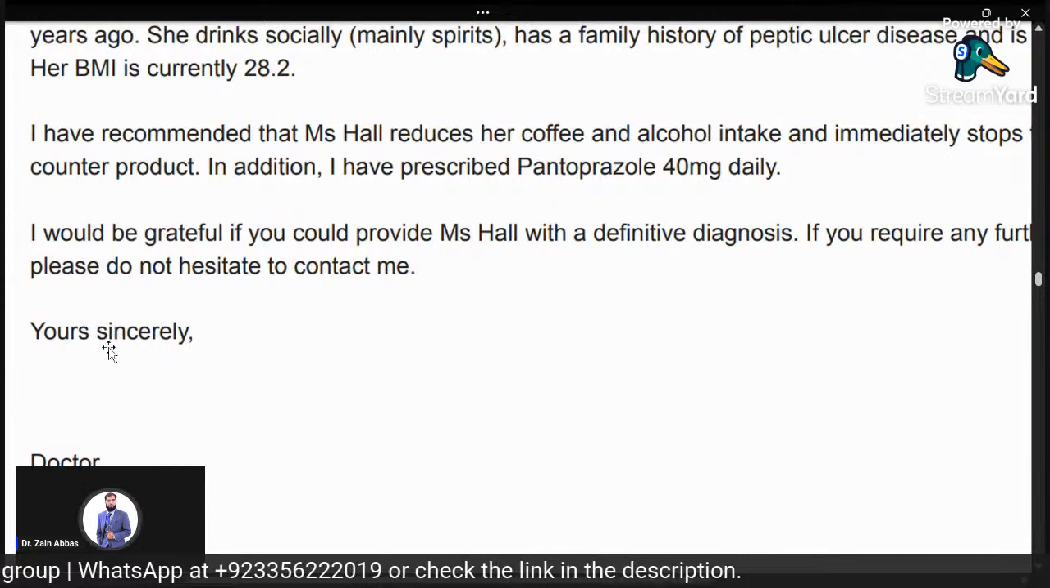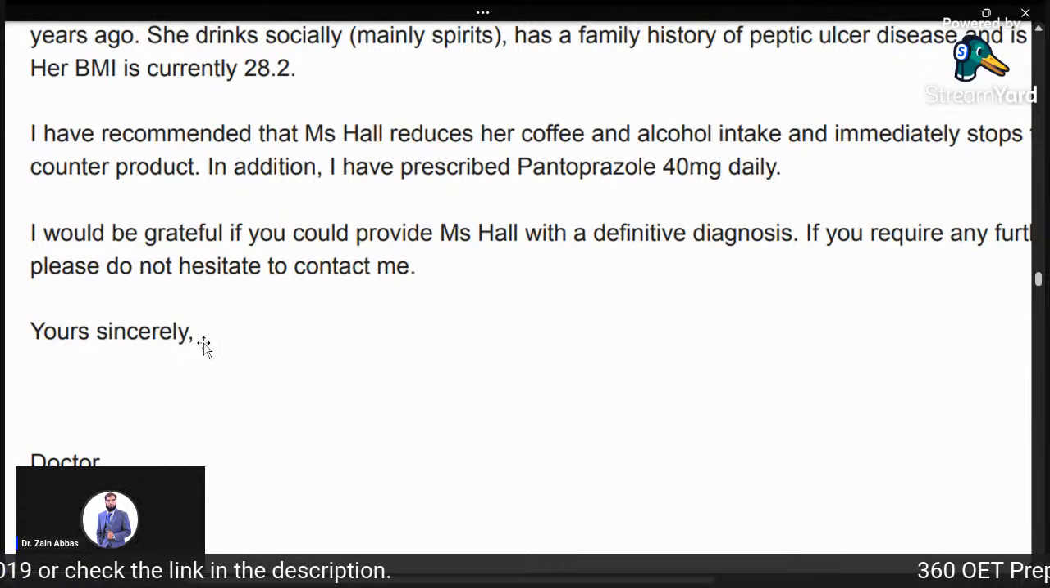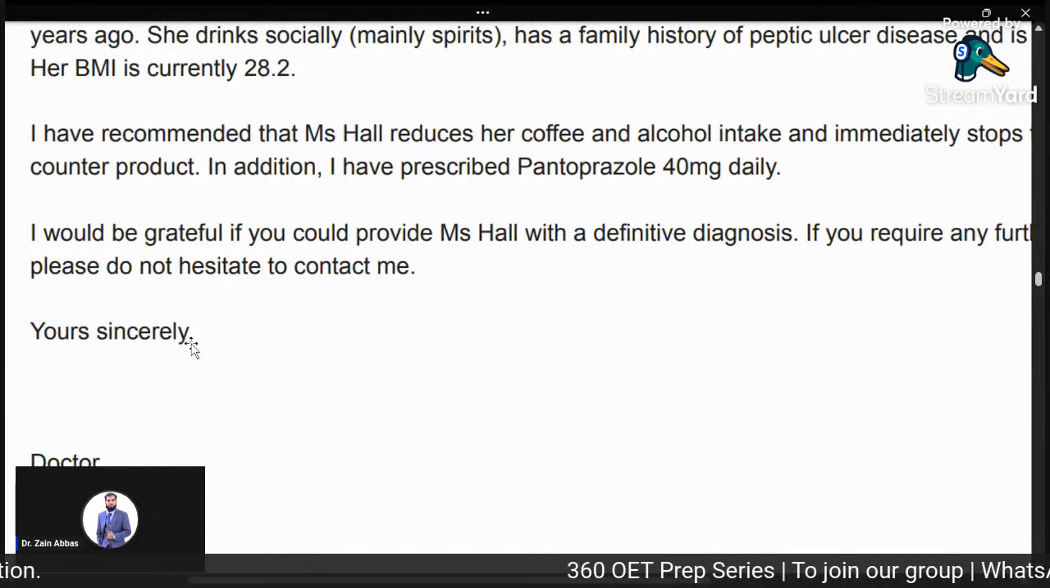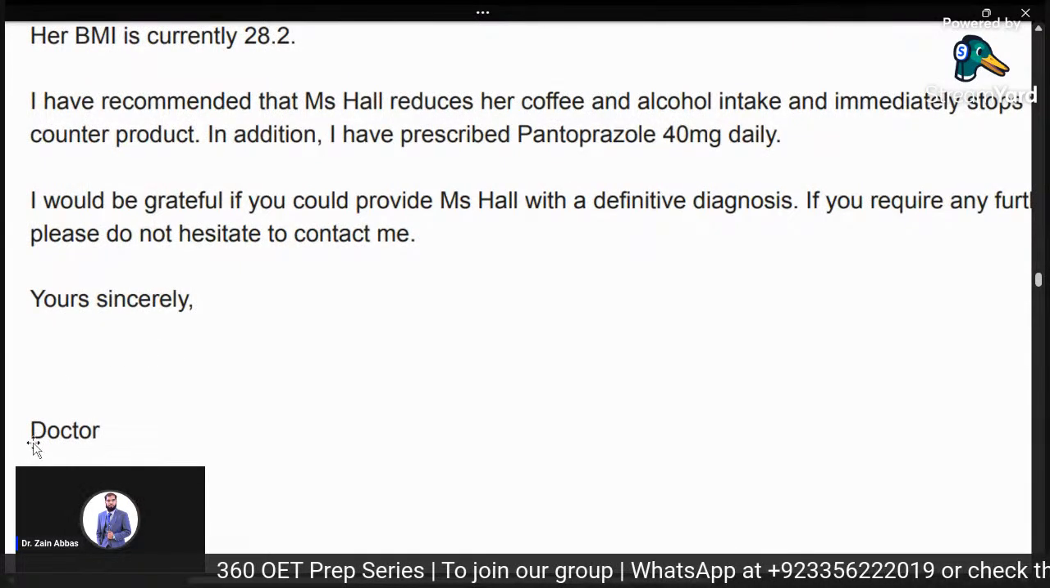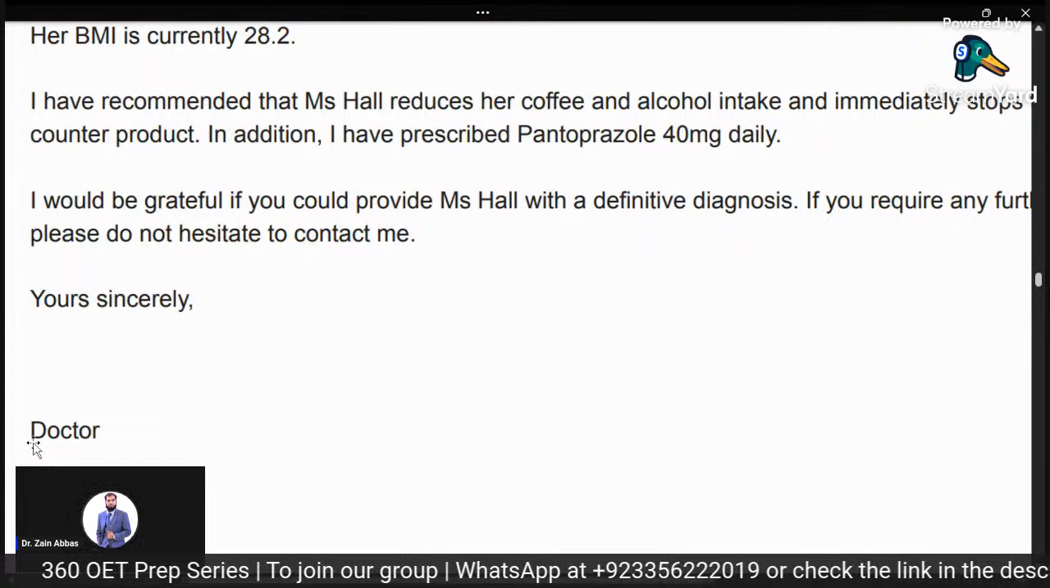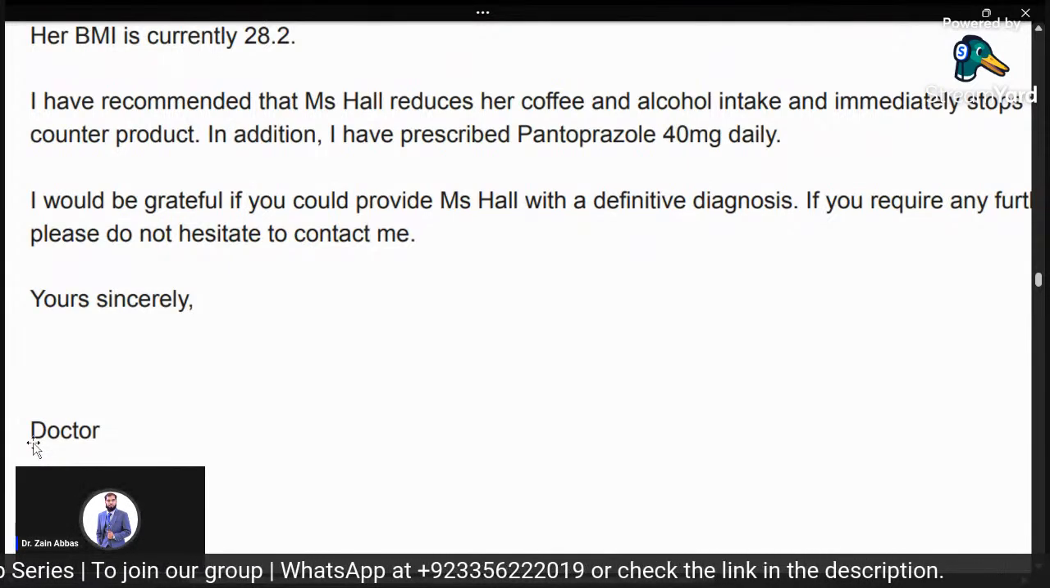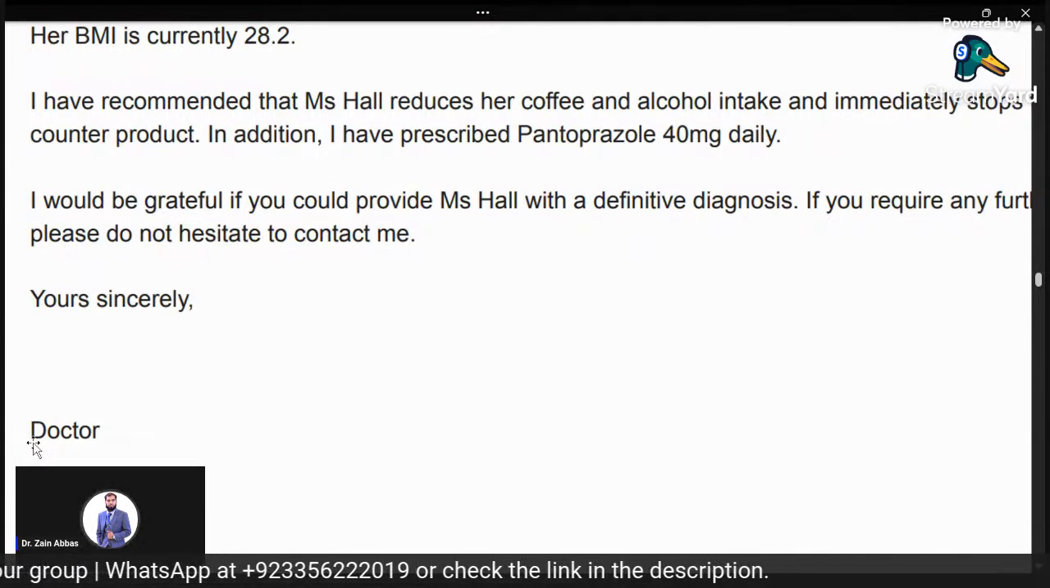The dash of the sincerely must be small, and there is again an important comma here. That is the third important place that you must put the comma. And the last important point is the doctor. You don't need to write your name here. It will reveal your identity, and that is not considered a part of the exam.